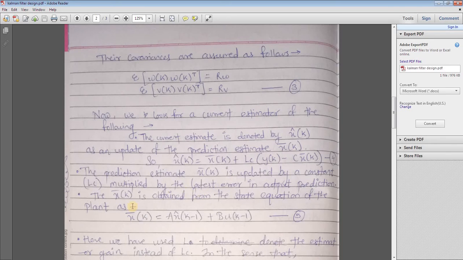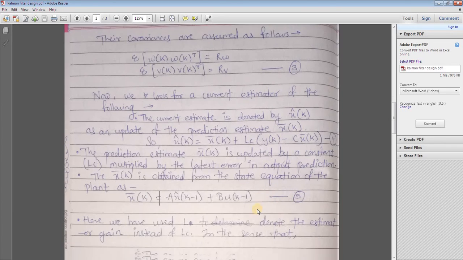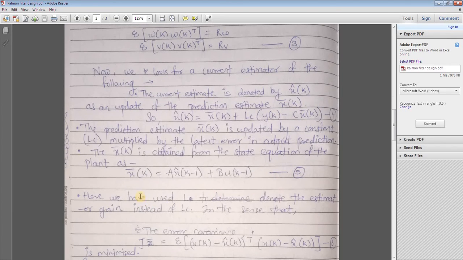So we can write x bar of k equals A x cap of k minus 1 plus B u of k minus 1. Put this as equation number 5. Also, in this equation number 4 we can use only L in place of L C.